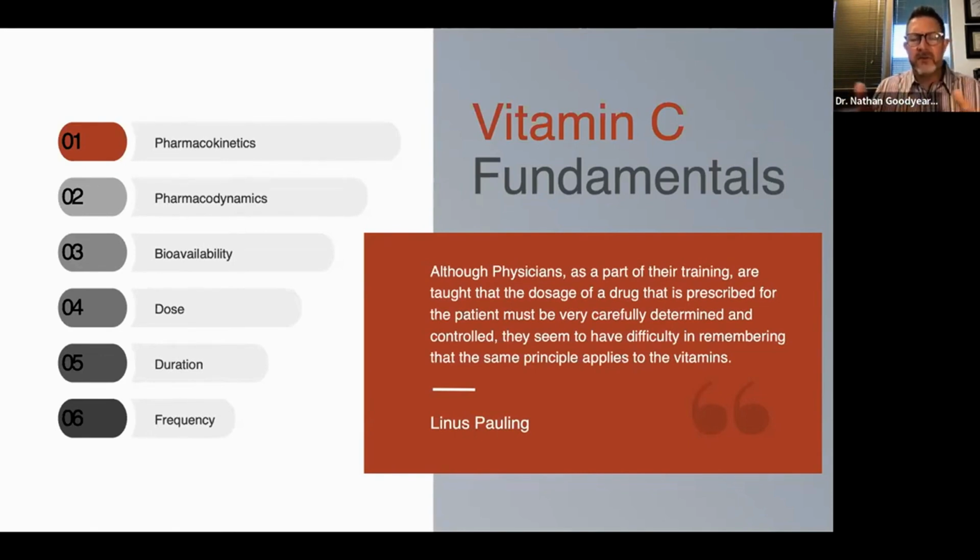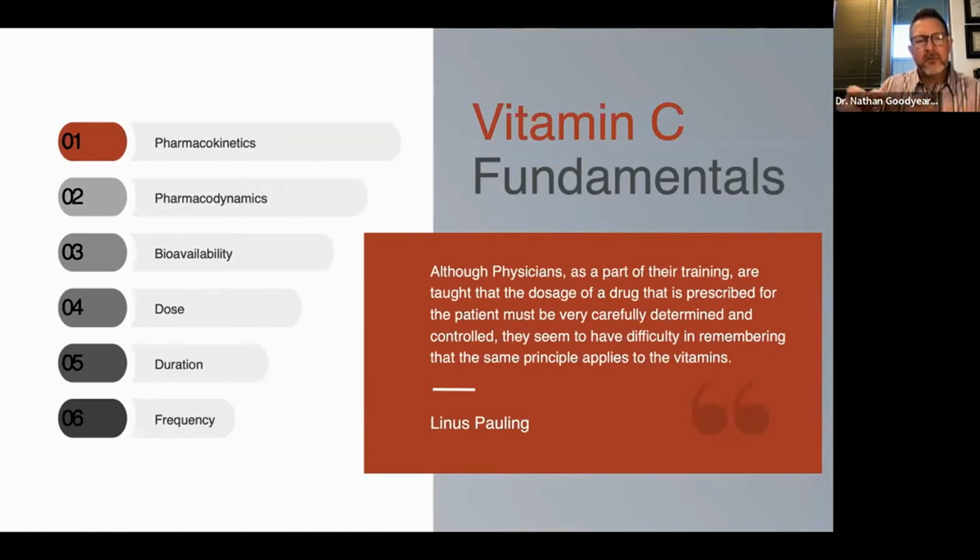So the fundamentals of vitamin C include pharmacokinetics, pharmacodynamics, bioavailability, dosing, duration, frequency. Pharmacokinetics is simply understanding the way the vitamin C comes into the body, how it's absorbed into the body, how it's distributed throughout the body, how it interacts with the point of action. Pharmacokinetics is really how something is delivered and how it gets to the point of action. Pharmacodynamics is just really looking at the site of action, the resulting effects, and side effects.